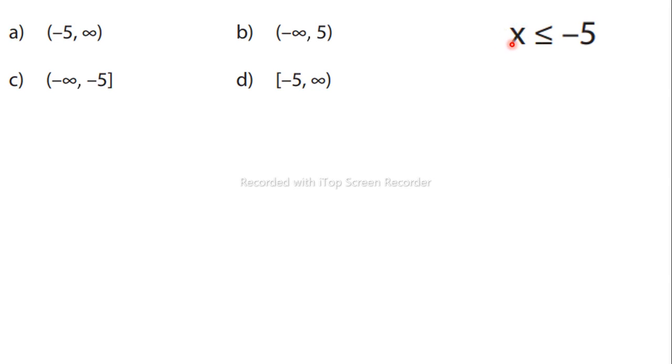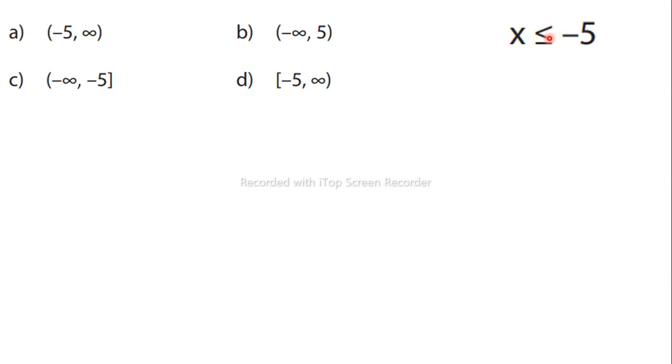So, what is this saying? This is saying x is less than or equal to -5. That's the inequality that we want. And we're trying to figure out which of these interval notations correctly is associated with this inequality. Okay, so we have A, C, B, and D. Which of them is a representation of this?